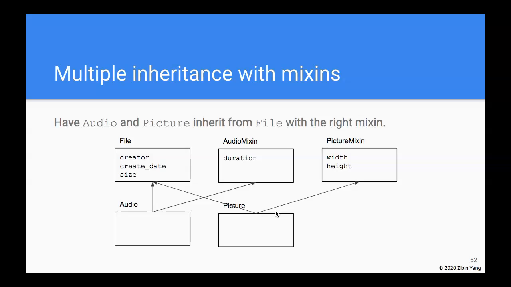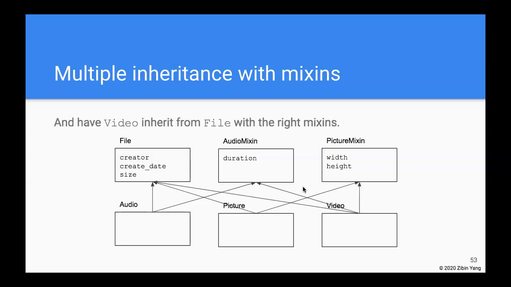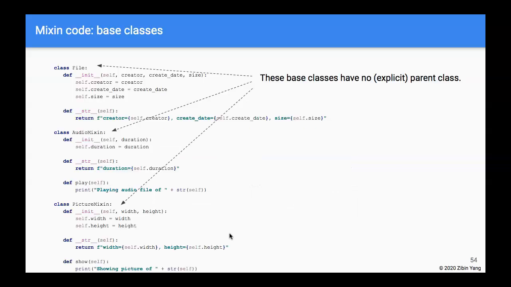And finally, for the video class, because it needs attributes and functionalities from file, audio mixin, and picture mixin, video will inherit from all three of these classes. So in this way, there is no duplication of functionalities between any of these classes, while at the same time, we avoid the diamond problem in multiple inheritance. Now, let me actually show you the code.